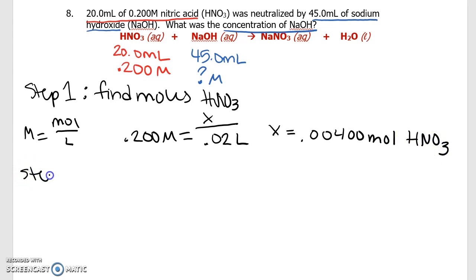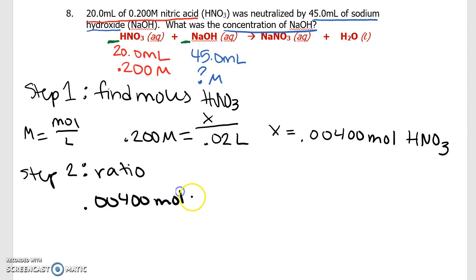Step 2 is what we call the ratio step. So what you're going to do is use the mole ratios from your balanced equation and plug it in to figure out moles of sodium hydroxide. Now, when you're looking at your balanced equation, you get your mole ratios from the coefficients. So if I look, there's no number in front of nitric acid and sodium hydroxide, so we know there's really a 1 there.